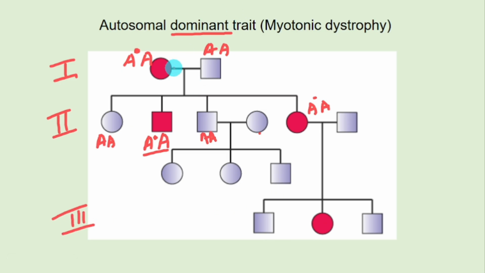So the disease shows up in each generation. There is no skipping of generation. This is the characteristic feature of a dominant trait. And how will you identify that this is autosomal? If male and female both are affected, this indicates it is autosomal. Simple. No skipping of generation means it is dominant, and both male and female affected means it is autosomal.